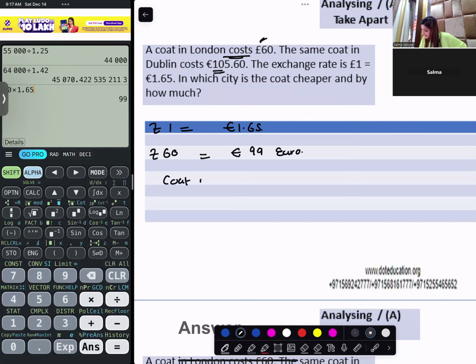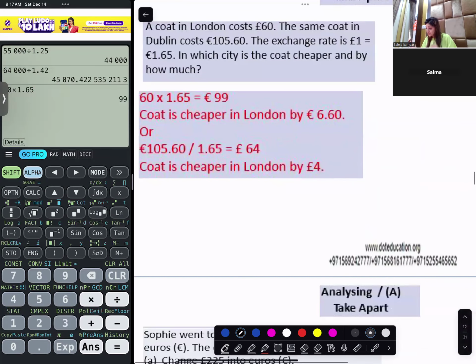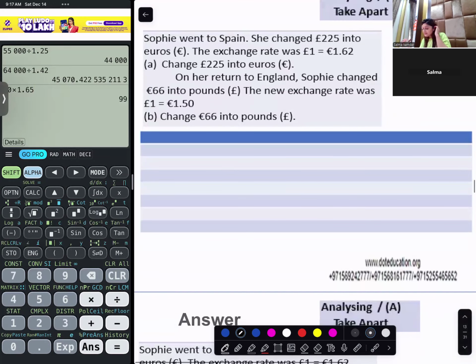So the coat in London would cost us 99 euros and the coat in Dublin would cost us 105.60 euros. The coat is cheaper in London. Okay, now you should know what you have to convert into what. Whatever is given in pounds, you try to get it to the same base. Let's try to do this question.